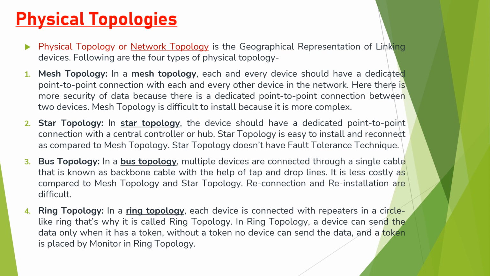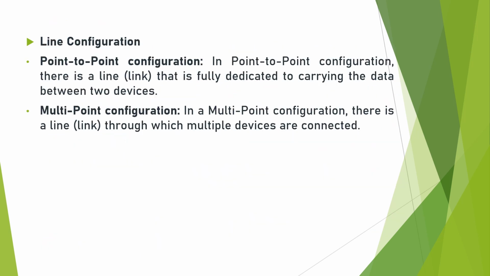Ring topology. In a ring topology, each device is connected with repeaters in the same circle like a ring. That's why it is called ring topology. In ring topology, a device can send the data only when it has a token. Without a token, no device can send the data, and the token is placed by a monitor in a ring topology. Line configuration. Point-to-point configuration.